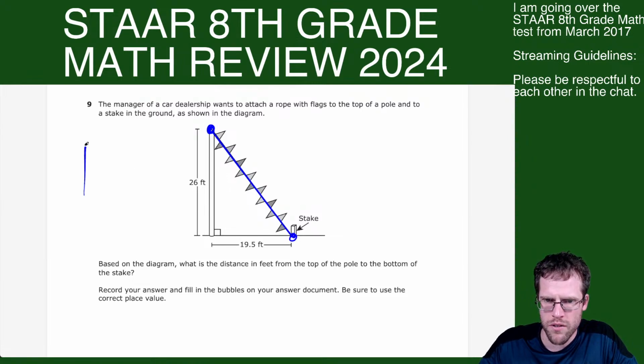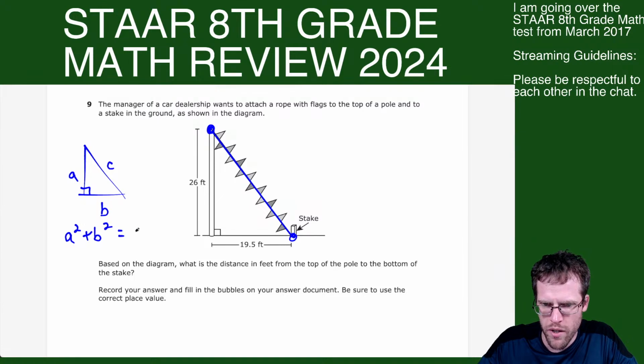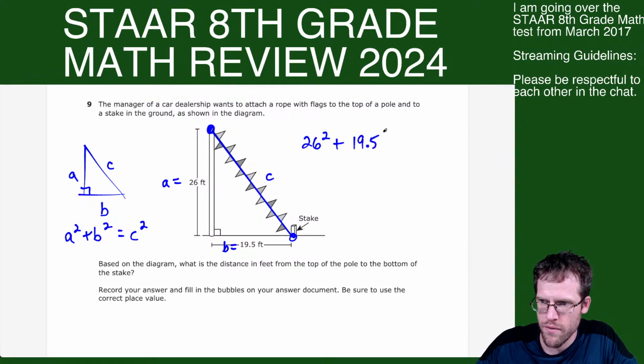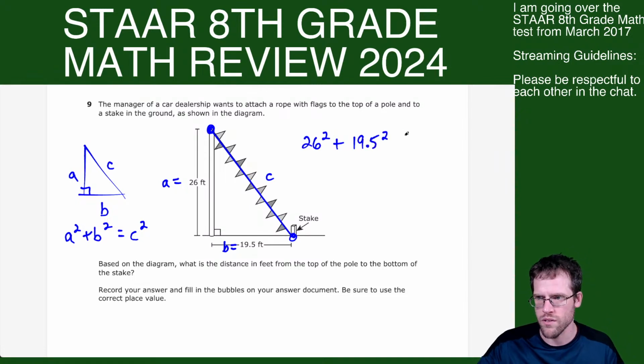So here it helps to know this formula. It helps to know that if you have a right triangle and this side is A, this side is B, and this side is C, then A squared plus B squared equals C squared. The Pythagorean theorem is a formula you just should know. Okay, this is like one of the poster formulas of 8th grade and even high school math. So we'll call the missing side C. So then A squared, I would do 26 squared plus 19.5 squared equals C squared.